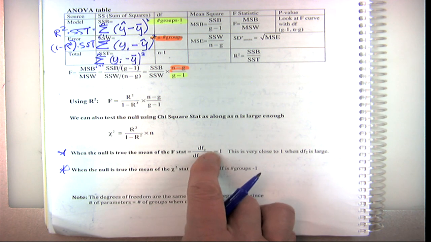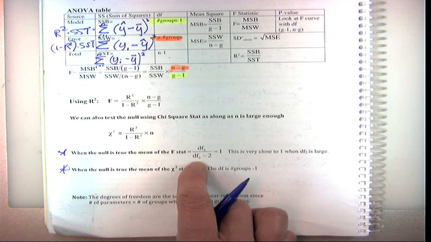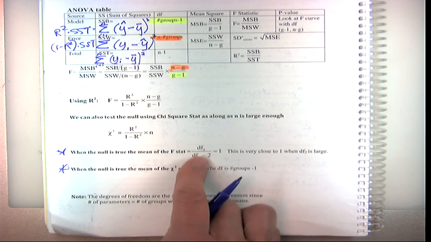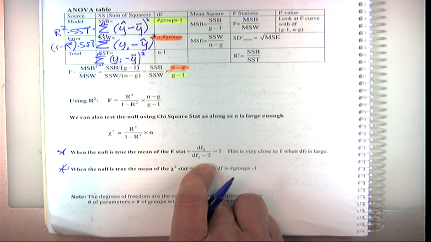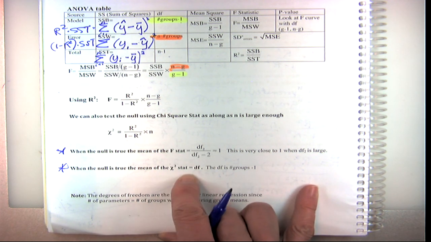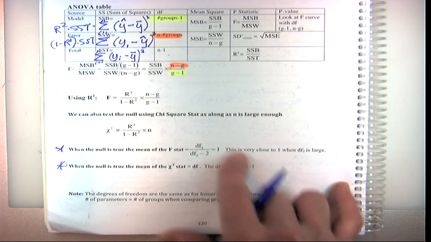In this case, it would be what? 853 over 851, the degrees of freedom minus 2. So it's a little tiny bit bigger than 1. And when the null is true, the mean of the chi-squared is its degrees of freedom. Okay?